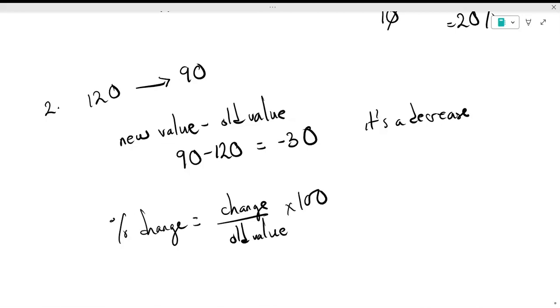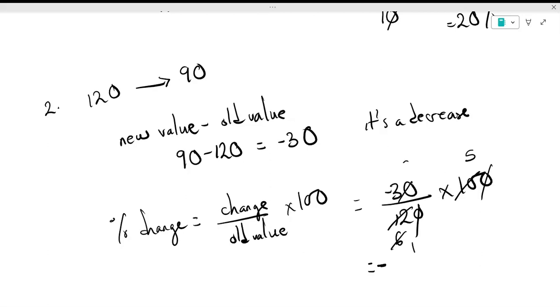times 100. And what's our change here? It's minus 30 over what's the old value? 120 times 100. So we can keep the minus, just keep it outside. So 0 here. Okay, what's common? 2 here, 5. 2 here, 6. 6 here, 1. 6 here, 5. What's 5 times 5? It's 25. So it's a minus 25% change.